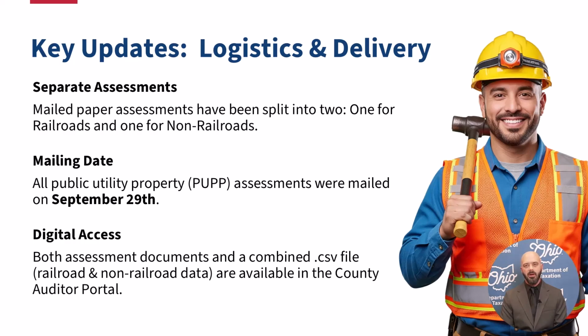Railroads and non-railroads were split into two different mailings this year. Previously, it was all on one mailing. They're also available in two separate files on the County Auditor Portal as PDFs. There is also a CSV download file available. The only difference with the download file is that the railroads and non-railroads are actually on one file, unlike the PDFs, which are separated into two.